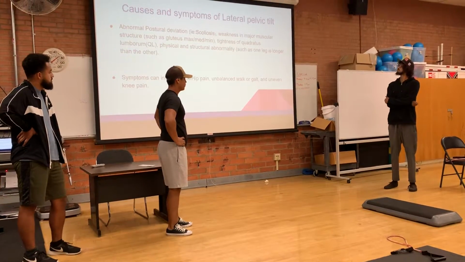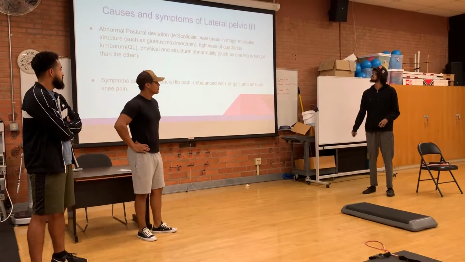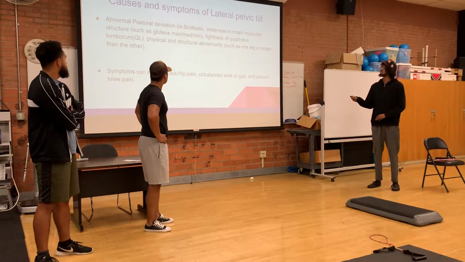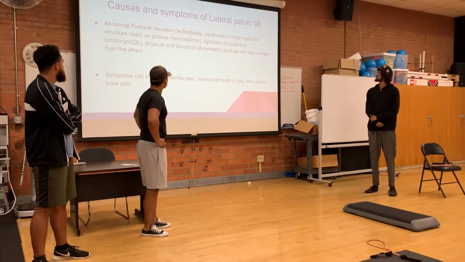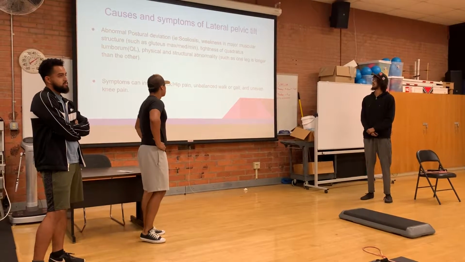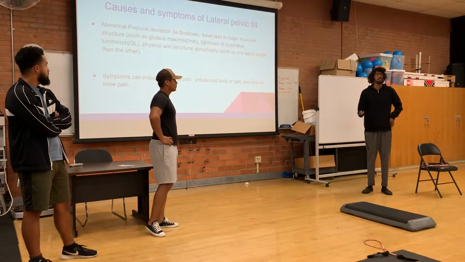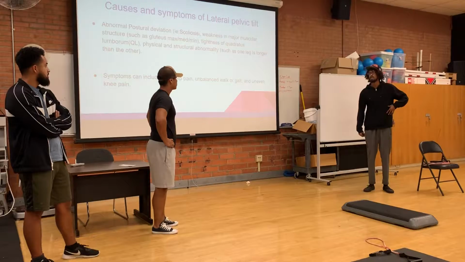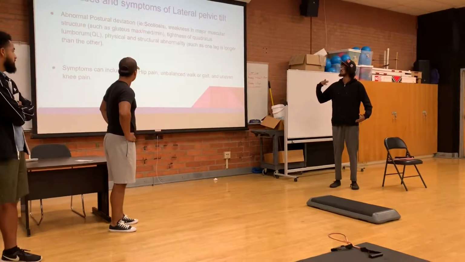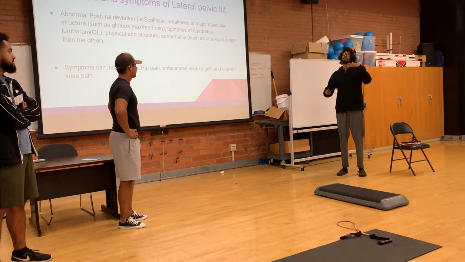So what are the causes of those? There can be an abnormal postural deviation like scoliosis, weakness in major muscular structures such as the glute max and glute medius, and tightness of the quadratus lumborum, the QL. Also physical structural abnormalities, such as one thing we went over for an article, where a person had one leg longer than the other, which can actually cause hip tilt within the body.